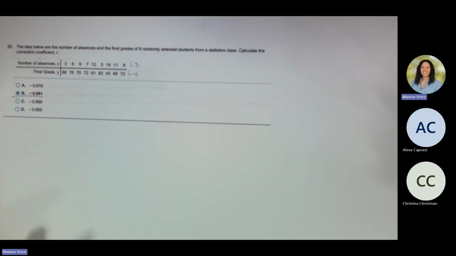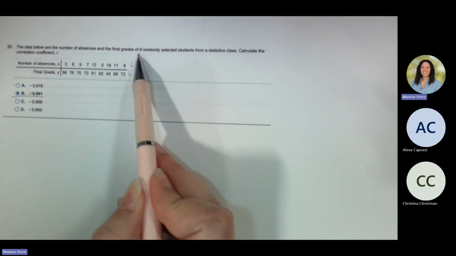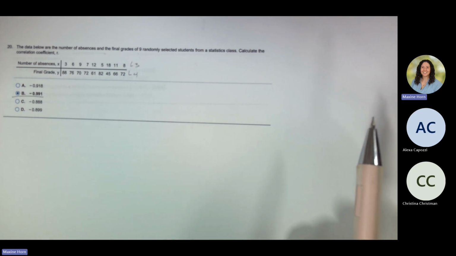So applying that to this problem, we have a correlation coefficient of -0.991. That is a very strong correlation. So there is a strong correlation between the number of absences and the final grades, right? Makes sense. Don't go to class, probably not going to get a good grade. Okay.